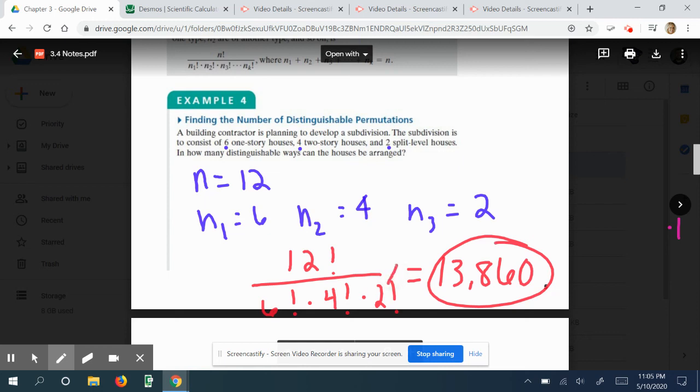Okay, so that's what permutations are. Tomorrow we're going to be looking at combinations.